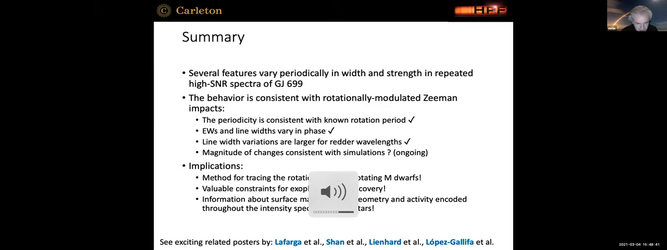Is it possible to estimate spot coverage from these variations of line profiles?